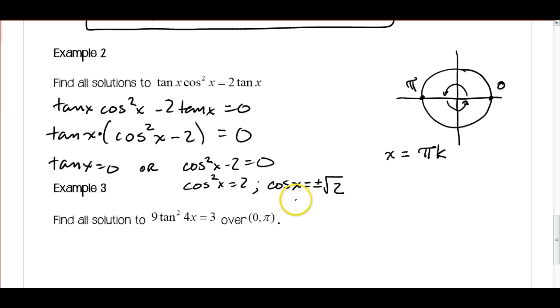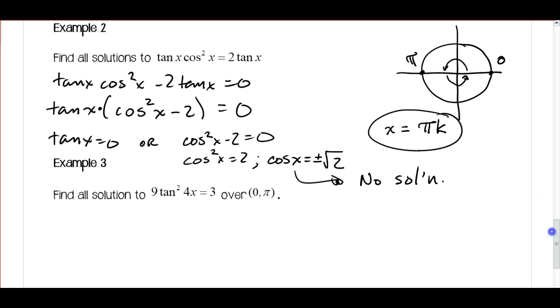And then from over here, square root of 2 is about 1.4, and there are no angles on the unit circle that have an x coordinate of 1.4 or negative 1.4. So from this we get no solution. Alright, so there's our answer there.